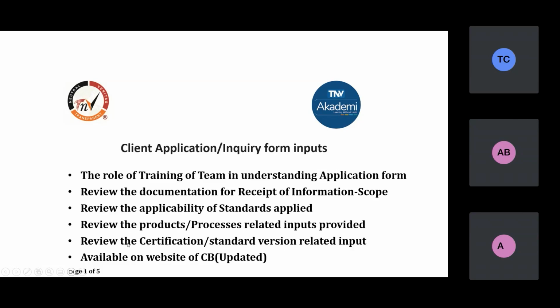This I have already discussed, but again I am emphasizing. For example, I told you in the beginning that ISO 27001 has been revised recently. So whenever any revision is there, the old and new standard coexist together. That needs to be understood by the client, the marketing team, and the application review team: what standard they have applied.